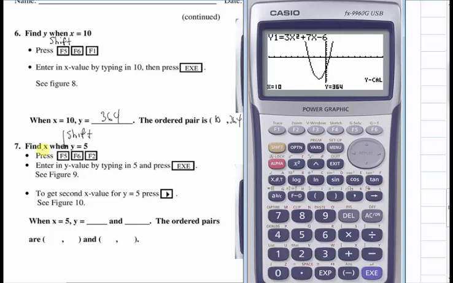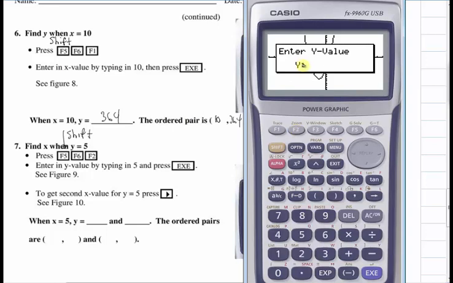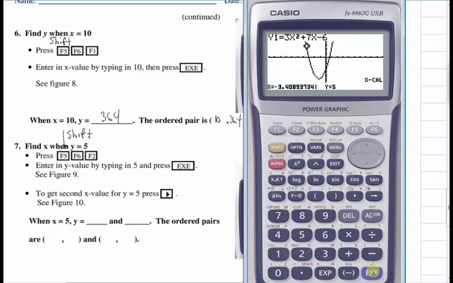This time we want to find x when y equals 5. So we want to go Shift F5. We want F6 because we want more items on our menu. And we want to find x, so we're looking for x calc, so we press F2. And we want to type in 5 because we want to find out what x is when y is 5. Okay, and execute. All right.